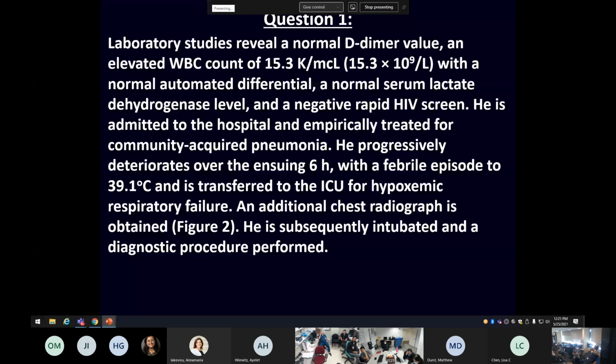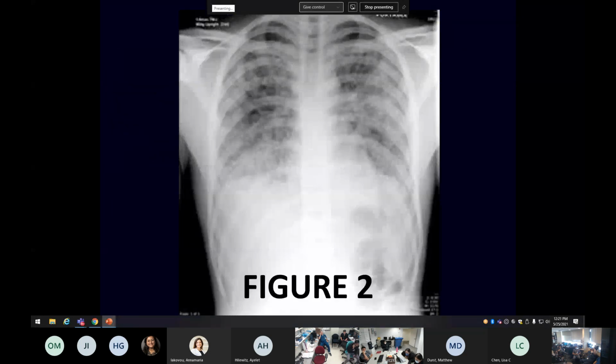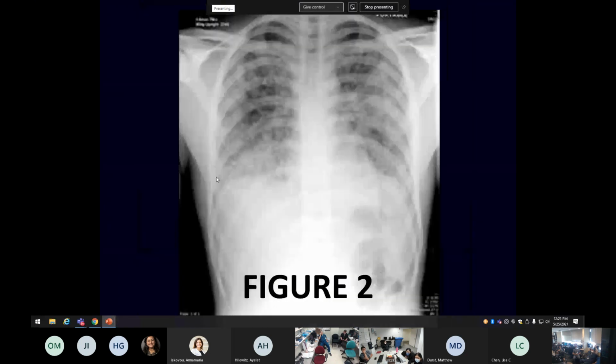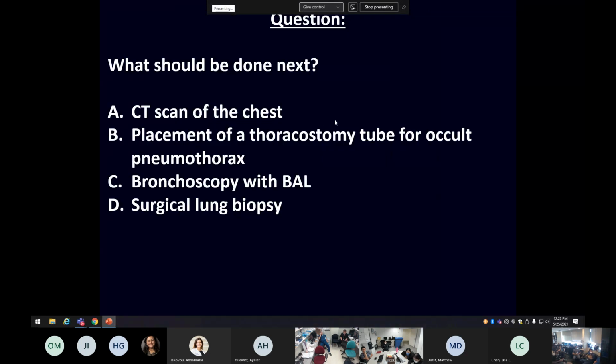Over the next 6 hours, he progressively deteriorates, becomes febrile to 39, is transferred to the ICU, gets intubated for hypoxic respiratory failure, and a repeat X-ray is obtained. He is intubated and a diagnostic procedure is performed. This is his follow-up X-ray. In 6 hours he goes from this to this, without 9 liters of fluid resuscitation. What should be done next?